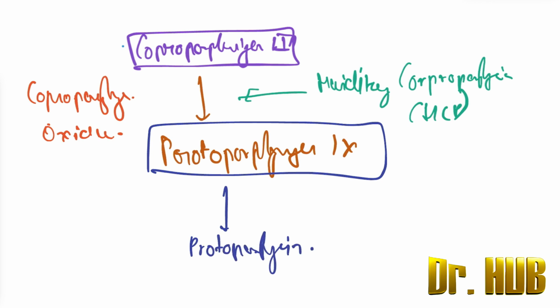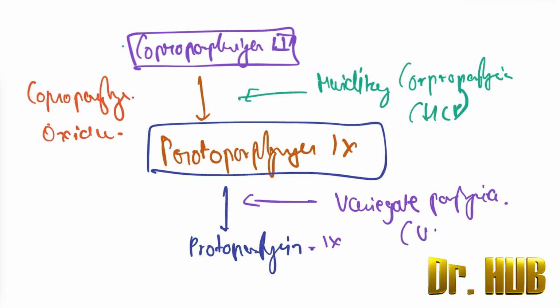Then the protoporphyrinogen 9 is converted to protoporphyrin 9. The porphyria here is variegate porphyria, which stands for VP. The enzyme here is protoporphyrinogen oxidase.